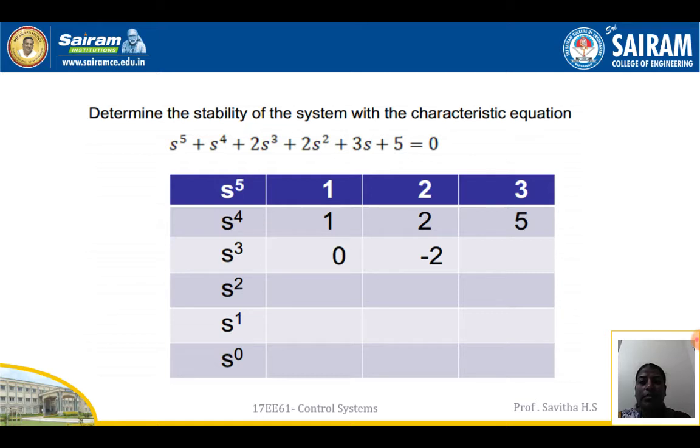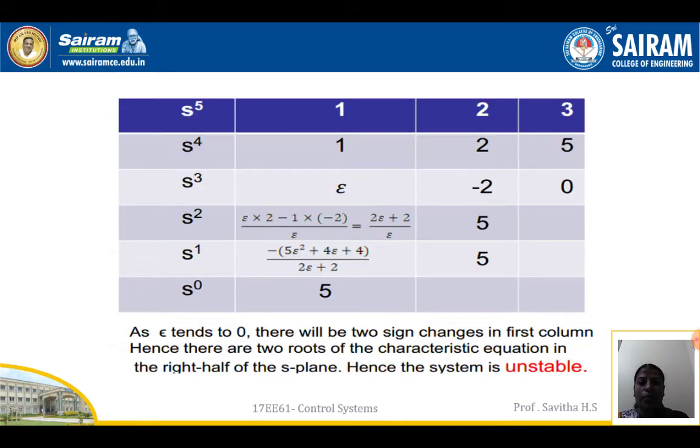Determine the stability of the system with the given characteristic equation. So the given equation gives s to the power of 5 row as 1, 2, 3, and s to the power of 4 as 1, 2, 5. So the s cube row will be 0 and minus 2. Now that 0 value should be replaced by epsilon and minus 2. Then (epsilon into 2 minus 1 into minus 2) divided by epsilon, so (2 epsilon plus 2) divided by epsilon, and 5.